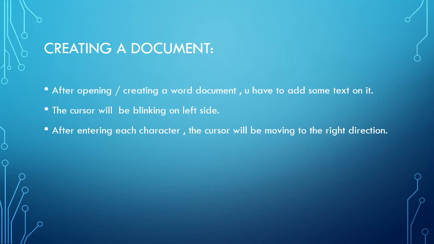The next one is creating a document. After opening or creating a document, we have to add some text on the screen. Before entering the text, we have to place the cursor where we want to start the text, whether in the top position, the middle position or the lower position. The cursor will always be blinking on the left side by default. Then after entering each character, the cursor will move to the right.